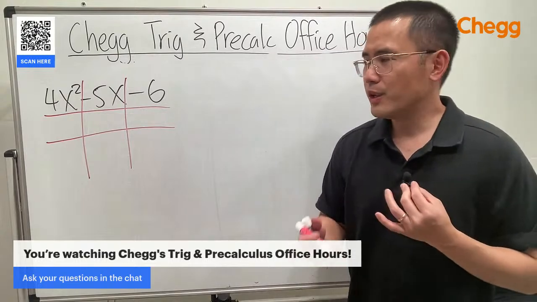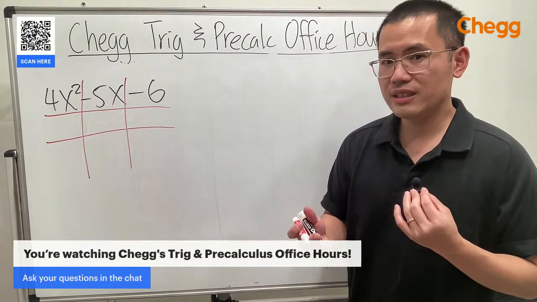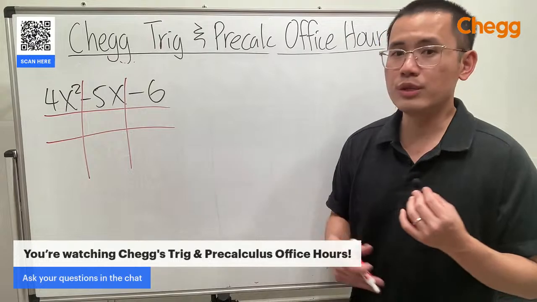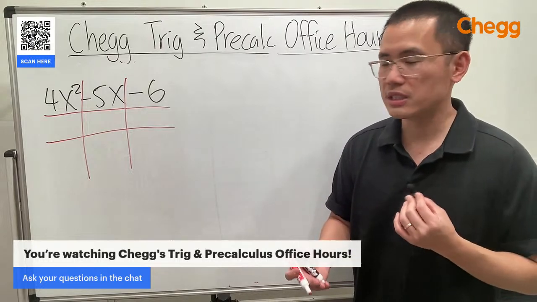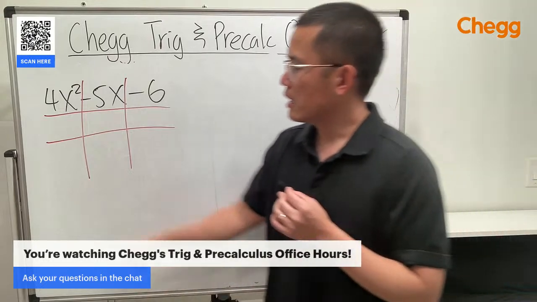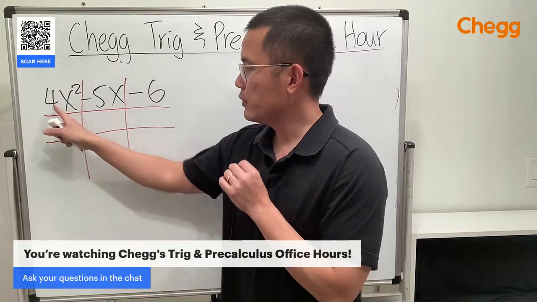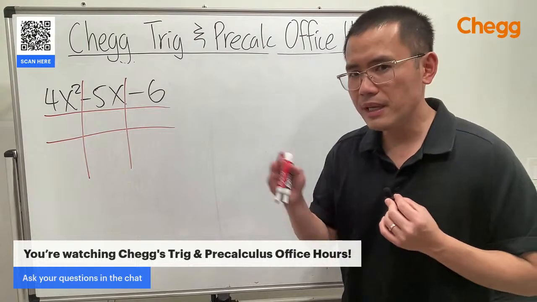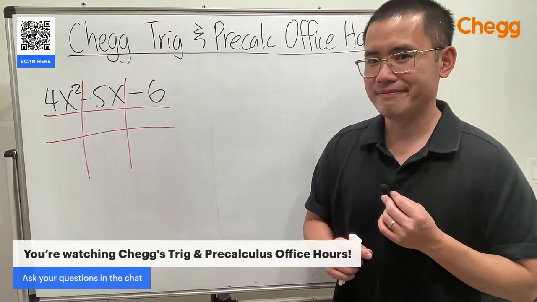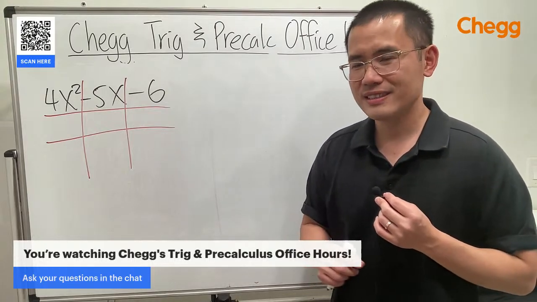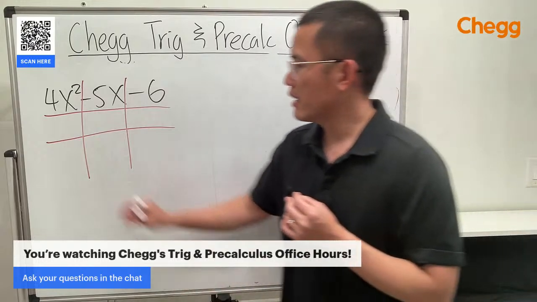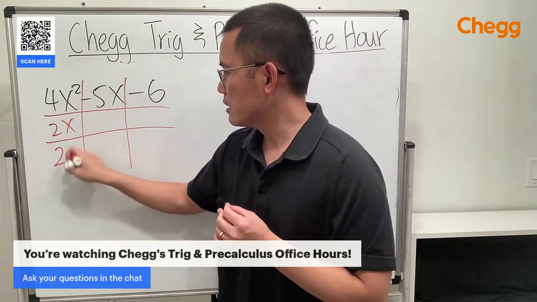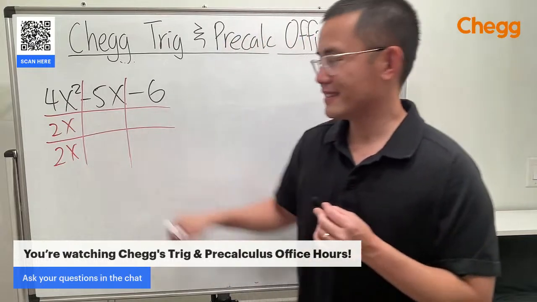It kind of does require you to guess and check, but I think this is the one that my students feel the most comfortable with. Now, how it works is that you ask yourself, what times 4 gives you 4x squared? 2x times 2x, or maybe 4x times x. So we don't know yet. Just give it a try. I'm going to put down 2x times 2x. I don't know if it will work or not.